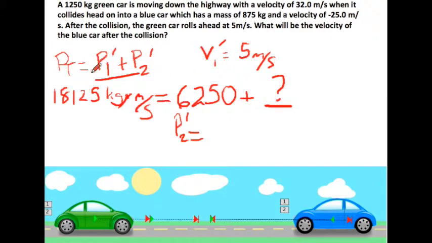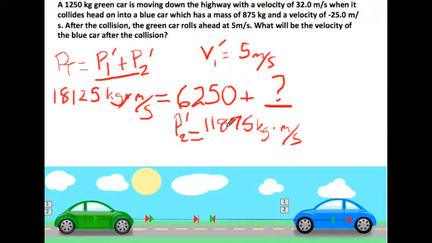Another way to think of it is, this is my total, so what two things make up my total? How much do I have left to spend afterwards? I know I spent 6,250, so whatever's left over from this 18,125 is what I could spend. So when I do the math on that, I get a P2 prime of 1,875, once again in kilograms times meters per second.